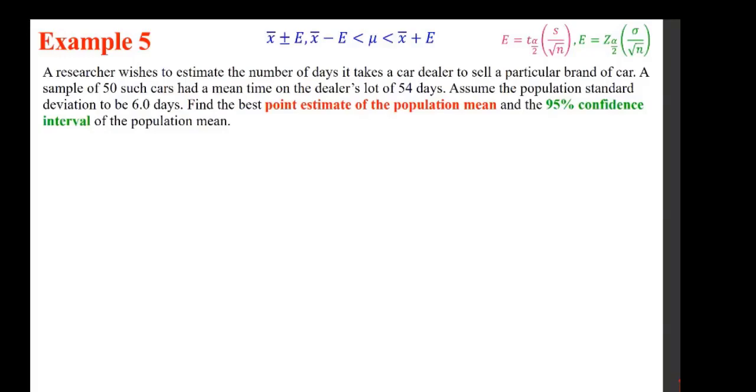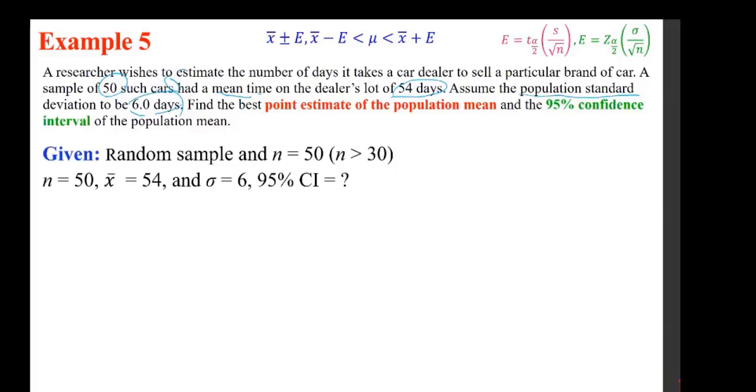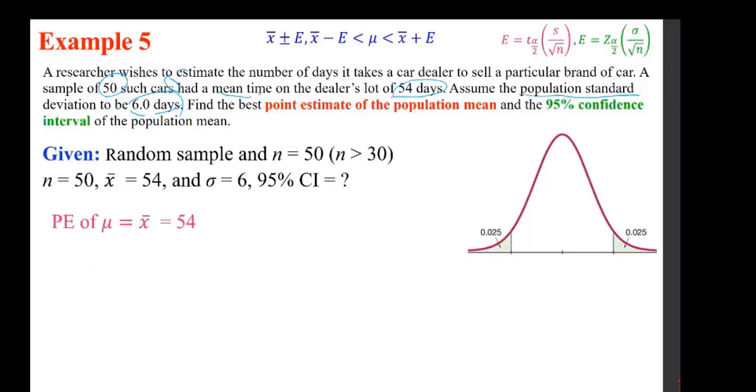Let's write the given. The very first one is a sample of 50, so that's n, and it's larger than 30, so that's good. Then mean time, that means x bar. And then we have population standard deviation, sigma. And we want a 95% confidence interval. Point estimate for mu is always x bar, so that's not a big deal.